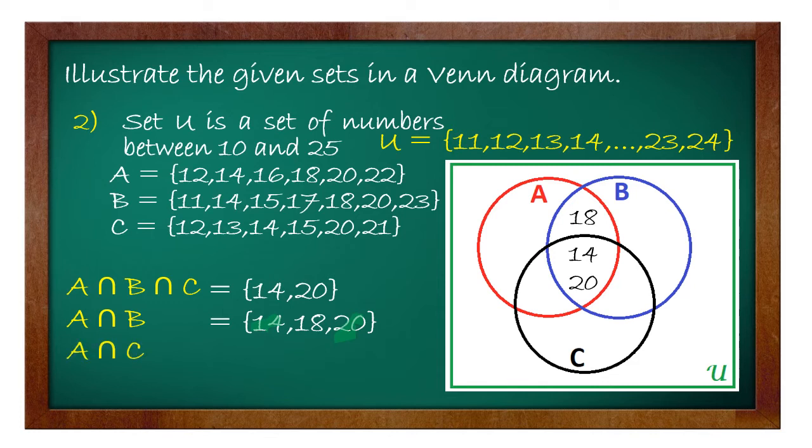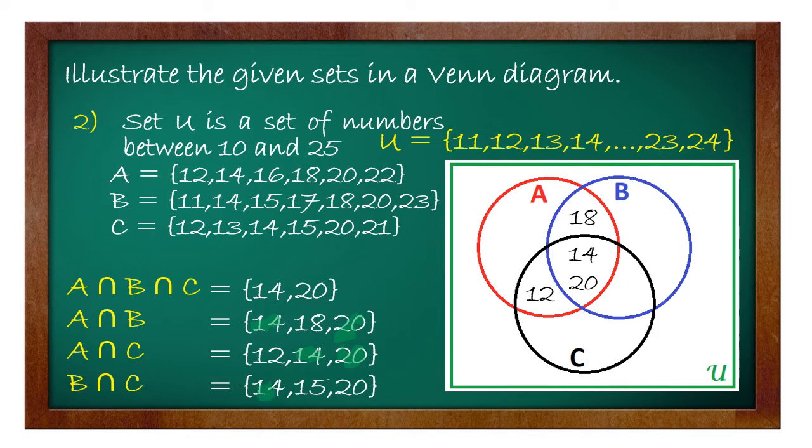Next is the intersection of the set A and the set C. So, ang intersection nila ay 12, 14, and 18. So, alisin din natin si 14 at saka si 20. At anong natira ay 12. So, yun na lang ang ilalagay natin dun sa part ng intersection ng set A at set C. The last intersection is the intersection of set B and set C. So, ang intersection nila ay 14, 15, at 20. So, alisin din natin si 14 at saka si 20. At anong natira ay 15.